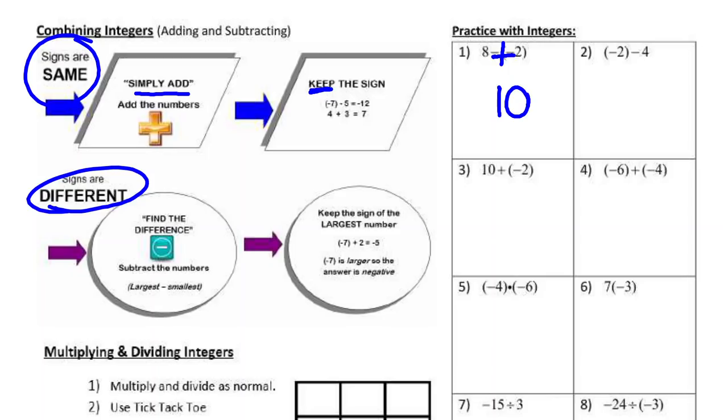And then for number 3, we have a positive 10 and a -2. So 10 plus -2, they have different signs. Find the difference. So it's 10 minus 2 is 8, and 10 is greater, so it's positive. Now let's scroll down a little bit.